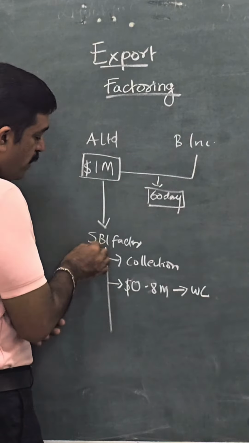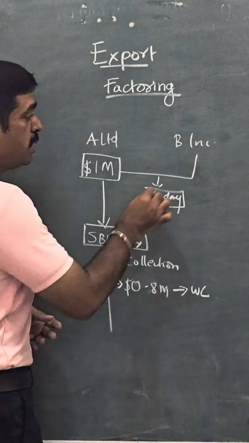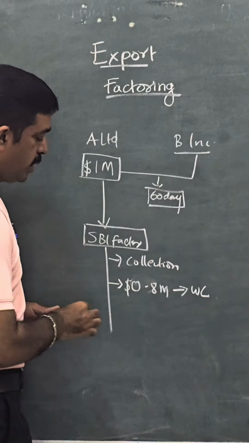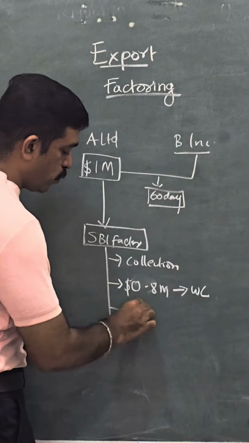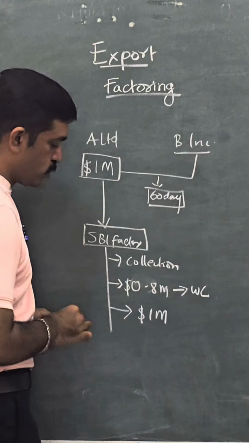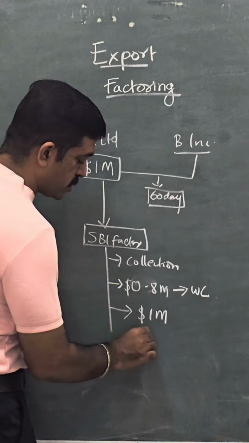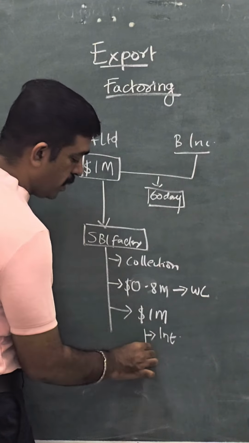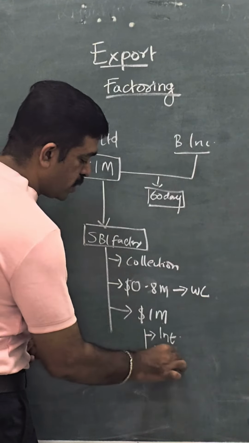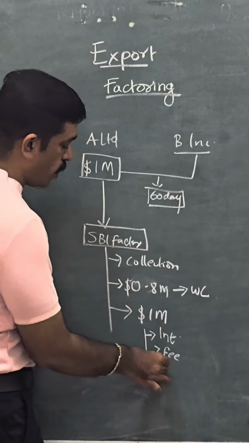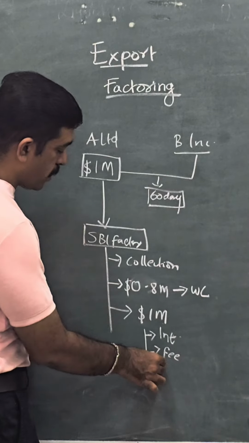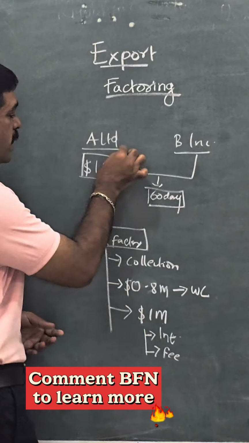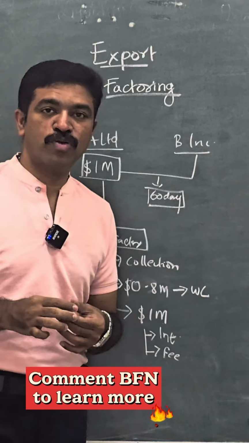And SBI factor will follow up with B Incorporation on the due date, and they will get that entire 1 million. And when they do so, they will deduct their charges. So there can be interest for the loan, there can be a one-time payment fee. So after deducting these two, whatever is the balance, that will be remitted by the factor to A Limited, and this is how export factoring works.